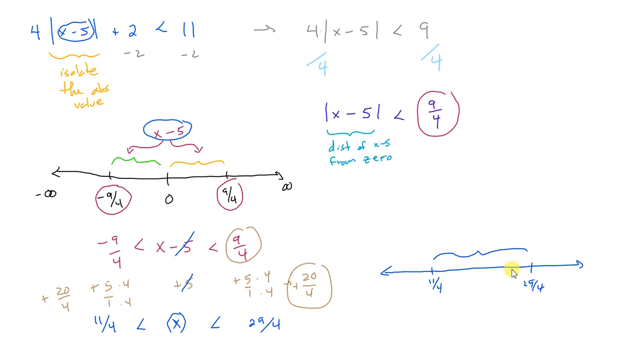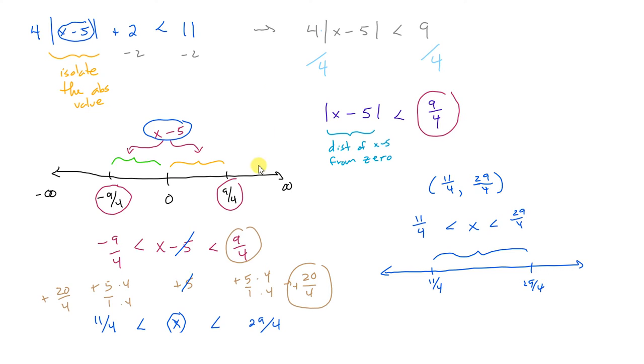Okay, so to write that in interval notation, we would say x has to be less than 29 quarters, greater than 11 quarters, or we can write that as an interval, 11 quarters through 29 quarters. It's a rounded endpoint because we're not including the two endpoints themselves. Why are we not including the two endpoints? Because there was no equal sign in the original problem.